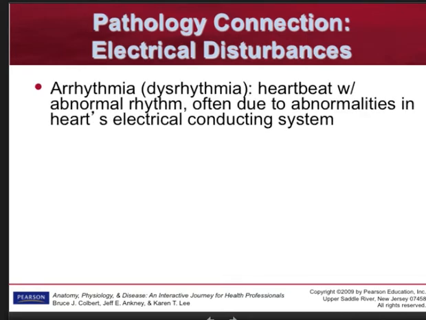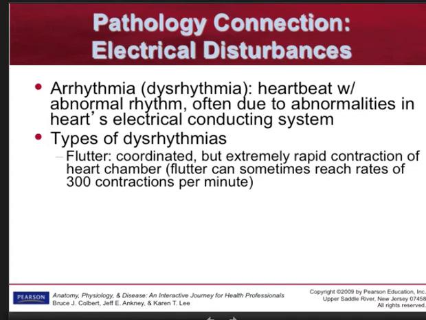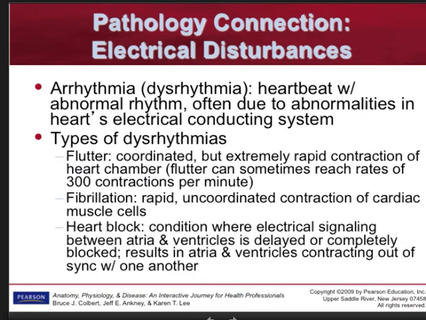Arrhythmia is an abnormal rhythm due to abnormalities in the heart's electrical conducting system. There are different types. Flutter is a coordinated but rapid contraction of the heart chamber, and sometimes it can reach rates of 300 contractions a minute. And fibrillation is rapid, uncoordinated contraction of cardiac muscle cells. Heart block is a condition where electrical signaling between the atria and ventricles is delayed or completely blocked, and this results in atria and ventricles contracting out of sync with each other.